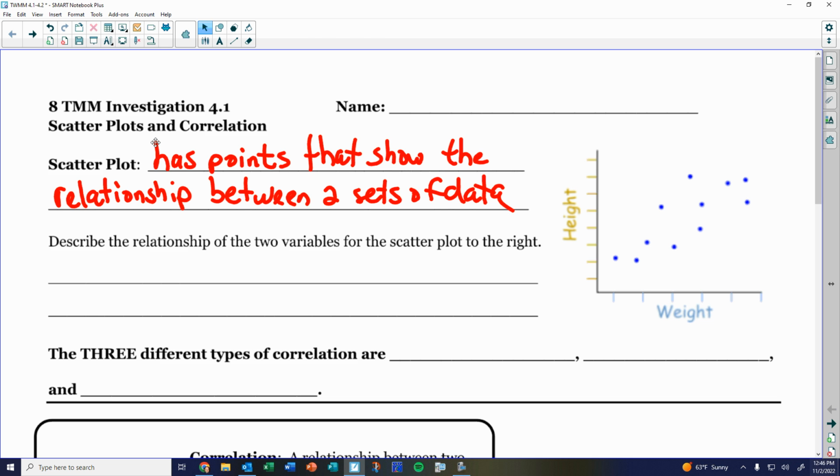So the graph to the right here shows the relationship between weight and height. That's two sets of data. Okay? So don't think of constant rate of change. Don't think of the inverse stuff. It's not the same thing. These don't make really a line. They're just points that are scattered across the graph. Scatter plot. Okay? So if we were to describe the relationship between the two variables, look at the weight, right?